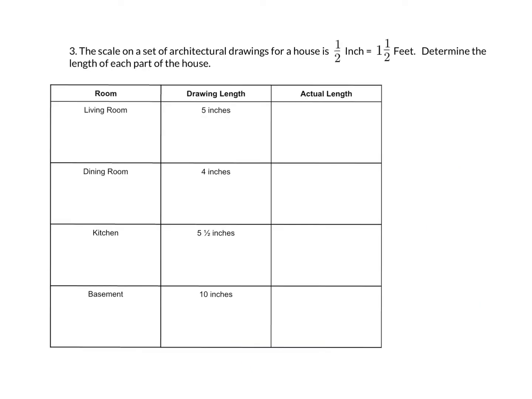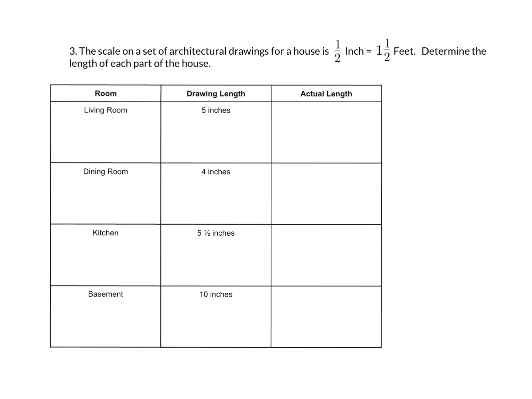Skipping ahead to number 3, it says the scale on a set of architectural drawings for a house is 1/2 inch equals 1.5 feet. Determine the length of each part of the house. So they give us 4 different rooms, and they give us the drawing length, which is the length on the piece of paper. But of course, if I didn't have scale, I would have to have a house-sized piece of paper. So they've given us the scale of 1/2 inch equals 1.5 feet. And that's going to be important.